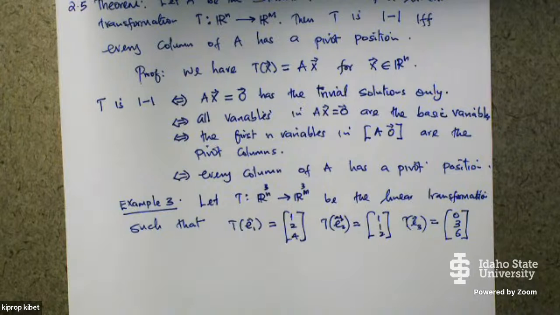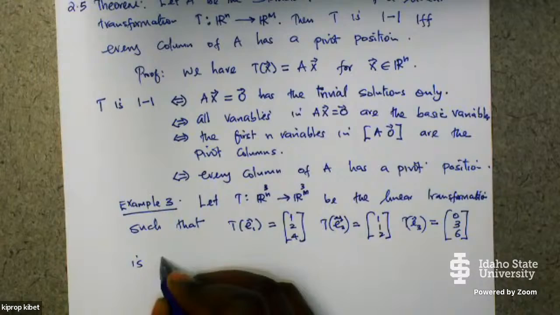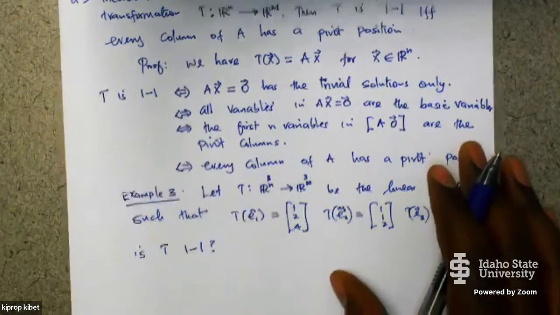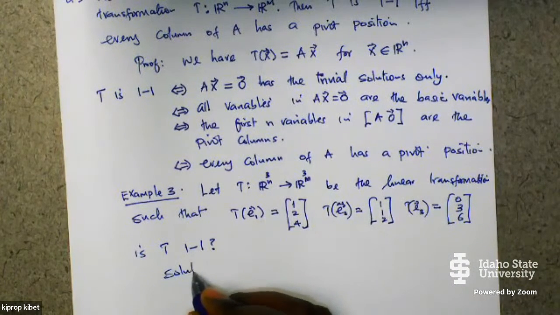Now, is T 1-to-1? If you see, let's say the standard matrix of the linear transformation. Now in our case, from R3 to R3, T is 1-to-1 if every column has a pivot position. So that should always be satisfied for it to be 1-to-1. So how can we solve this?